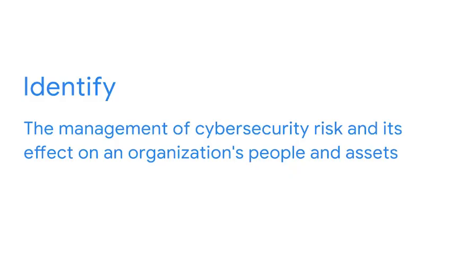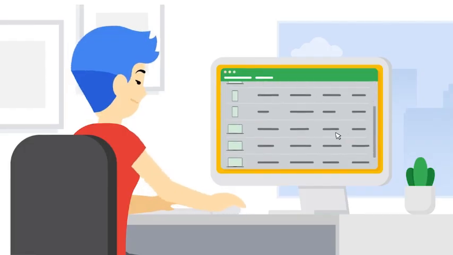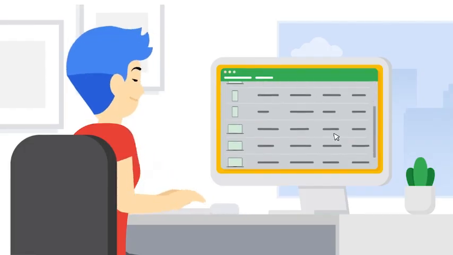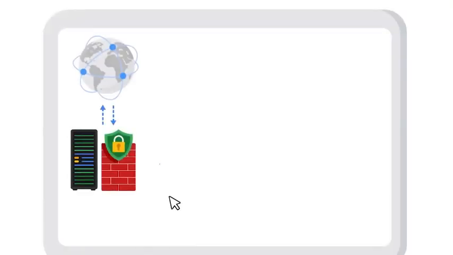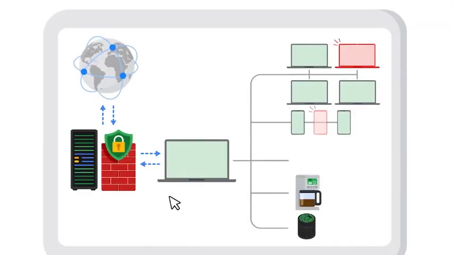The first core function is identify, which is related to the management of cybersecurity risk and its effect on an organization's people and assets. For example, as a security analyst, you may be asked to monitor the systems and devices in your organization's internal network to identify potential security issues, like compromised devices on the network.